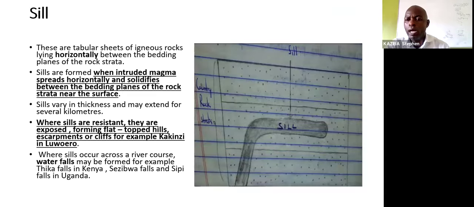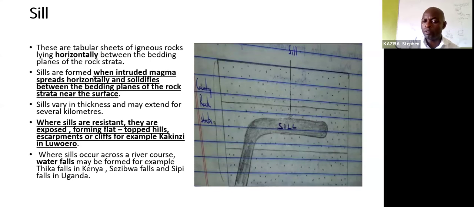Then we go to a sill. A sill, these are tabular sheets of igneous rocks lying horizontally between the bedding planes of the rock strata. So it is horizontal, like you see a table where you're seated. Explain how they are formed. They are formed when magma is intruded and spreads horizontally. So the magma goes in along the bedding planes. It solidifies between the bedding planes of the rock layers or strata. So they vary in thicknesses and they may extend for several kilometers.